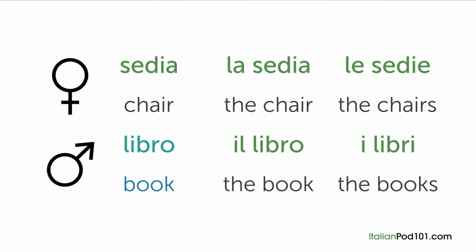Libro, meaning book, ends with an O, so it's masculine. Il libro. And in the plural, i libri, ending with an I. The O-I for masculine and A-E for feminine rule doesn't always work though. Most of the time, but not always.